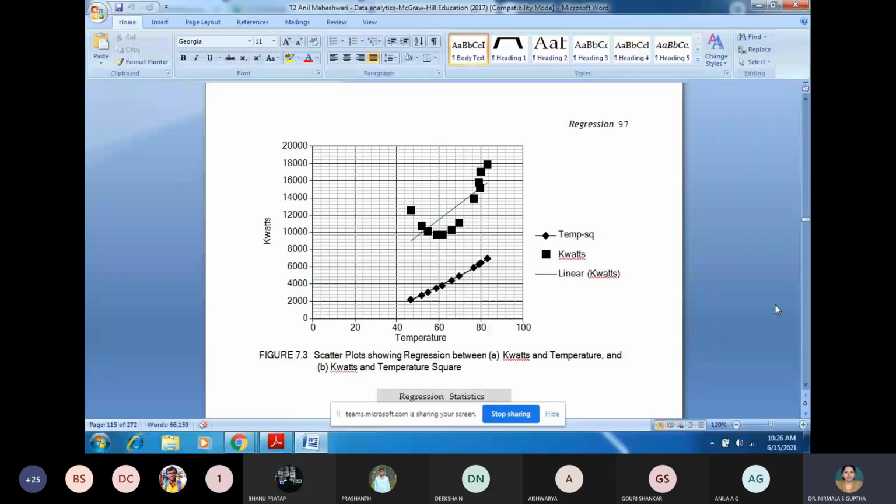So can we have a value that is quadratic, the temperature square? Can we introduce a nonlinear variable, such as the quadratic variable temperature square, in the equation? So now the second line is the relationship between the electricity consumption, that is kilowatts, and the temperature square. Now the scatter plot shows that the energy consumption has a strong linear relationship with respect to temperature.